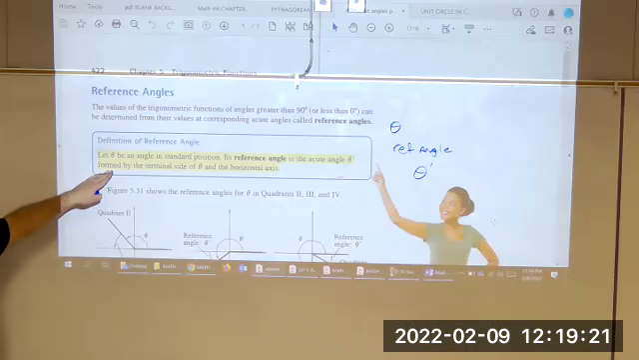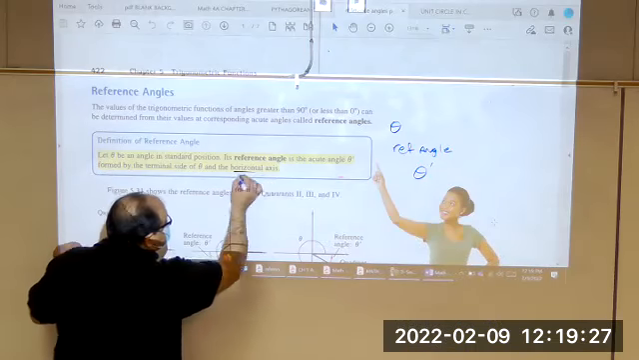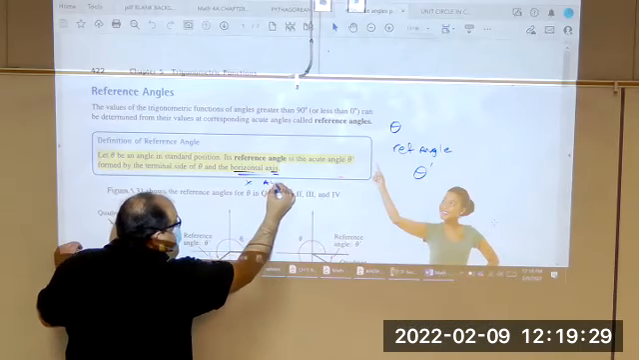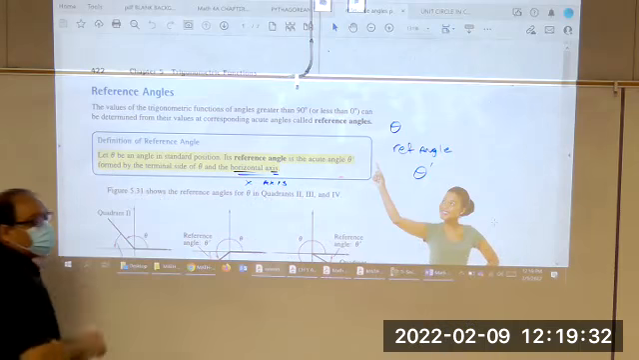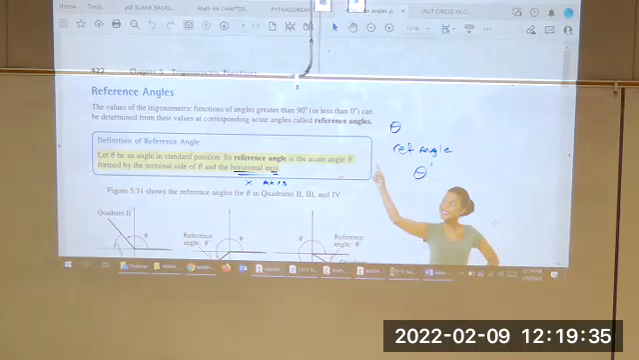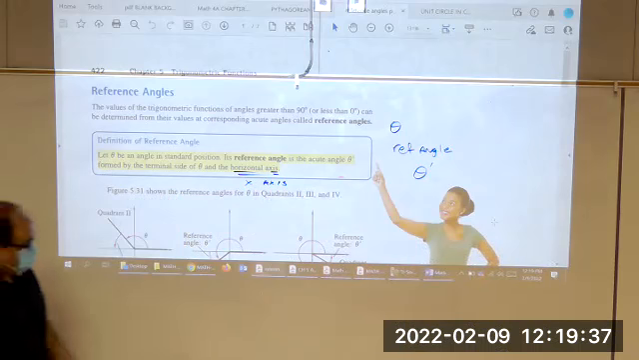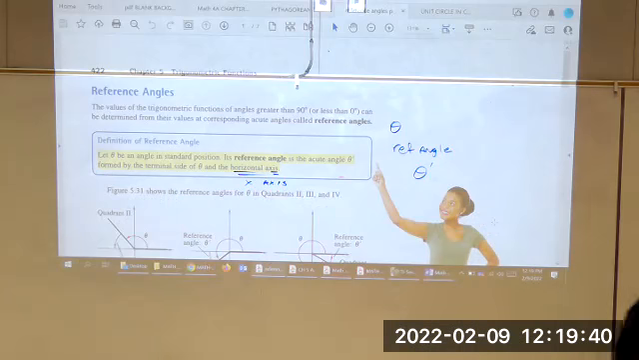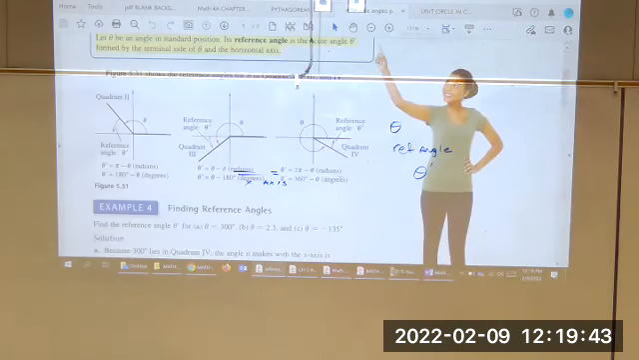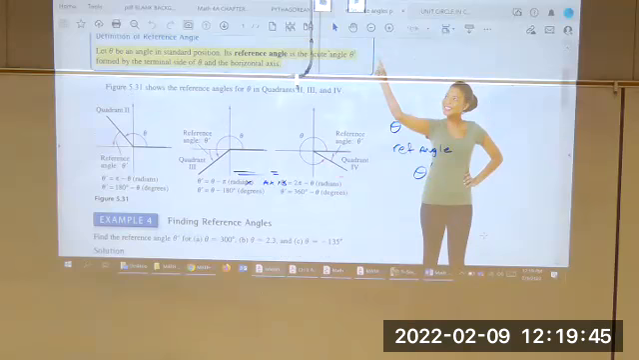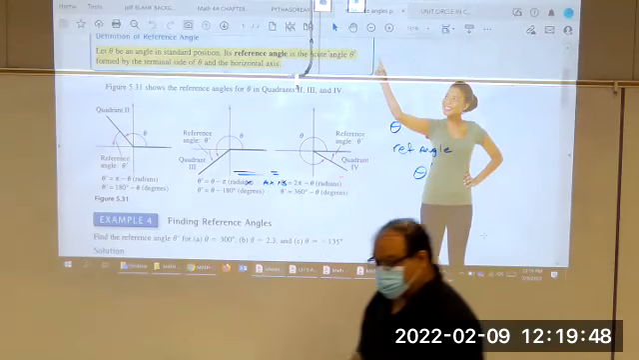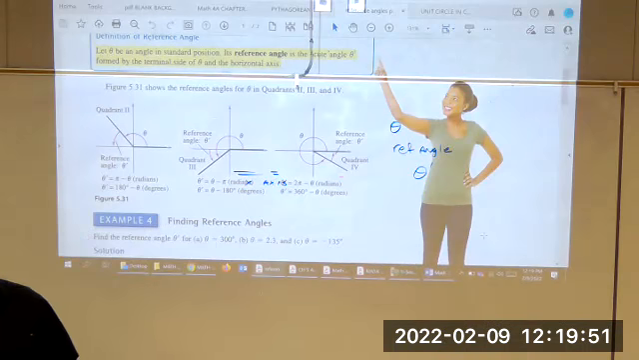And it's formed by the terminal side of the angle, where it ends, and the horizontal axis, the x-axis. You never make a reference angle with the y-axis. You always make reference angles with the x-axis. So, the good news: if your angle terminates in the first quadrant, the reference angle is itself, because you're already in quadrant 1. So for 72 degrees, the reference angle is 72 degrees.